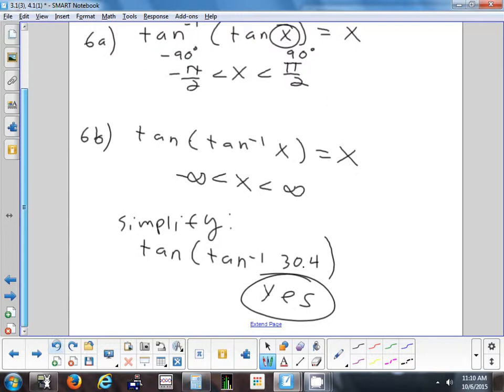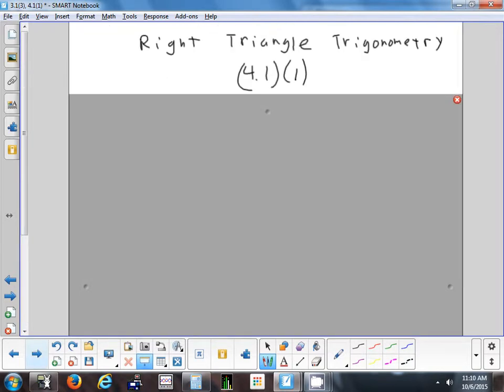What if it's a no? If it's a no, then you'd write cannot be simplified. Yep. So if it's one of the ones that doesn't work, you'd write cannot be simplified. All right. So that's pretty much it for section 3.1.